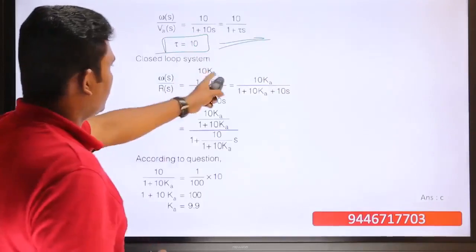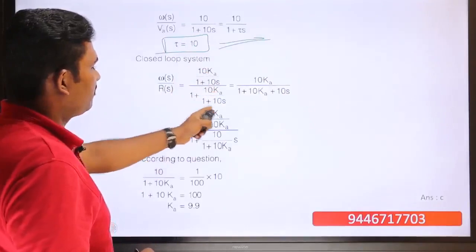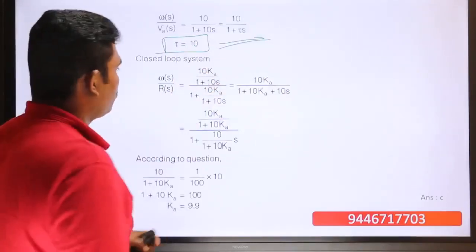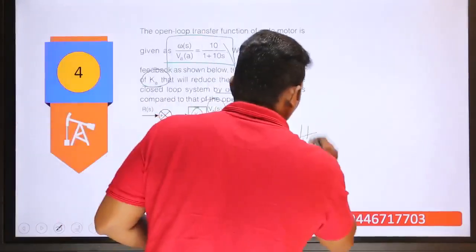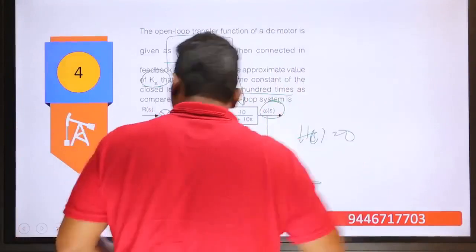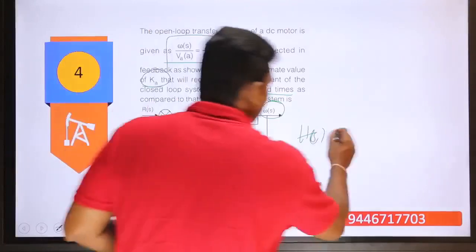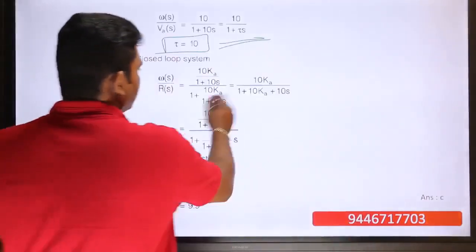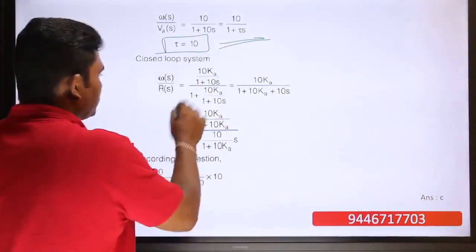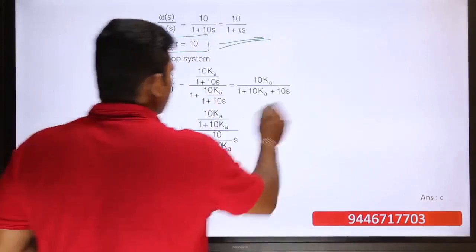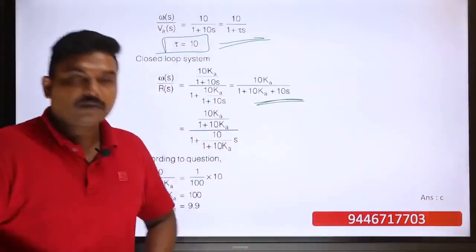Okay, so it is Ka into 10 divided by 1 plus 10s, divided by 1 plus 10 Ka divided by 1 plus 10s into HFS, where HFS is equal to 1. So it is a unity feedback system that is shown where HFS is equal to 1. So HFS is equal to 1, not 0. So it becomes 10 Ka divided by 1 plus 10s, divided by 1 plus 10 Ka divided by 1 plus 10s, which gets reduced to 10 Ka divided by 1 plus 10 Ka plus 10s.